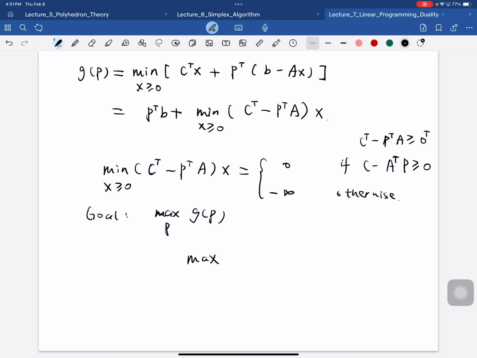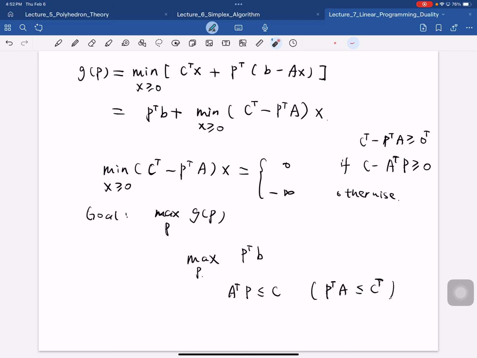Now, let's say we fall into this case, then the constraint P needs to satisfy, you can write it as A transpose P less than or equal to C. Or alternatively, if you prefer row vectors, you can write it as P transpose A less than or equal to C transpose. Any of these cases are fine. And the objective is P transpose B, since if you fall into this case, this minimization problem goes to 0, you are left with P transpose B.